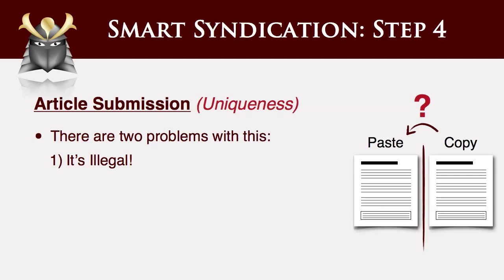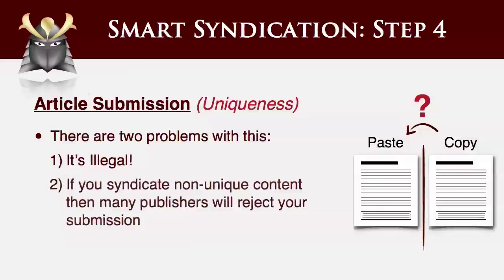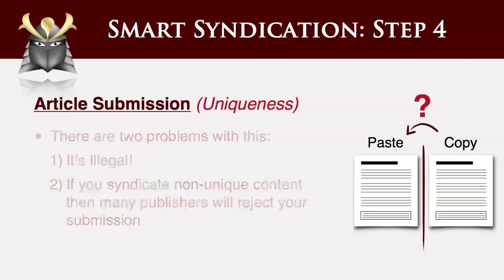The second problem is that even if you don't get caught, if you try to syndicate non-unique content, then many publishers that are part of an article syndication network will reject your submission because, as we've seen, duplicate content gets filtered out of the search engines. The result is that your article will get rejected more often, will not get syndicated, and you won't get many links. You may even have your account suspended by the article syndication network.